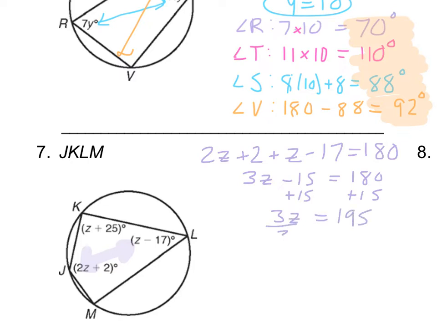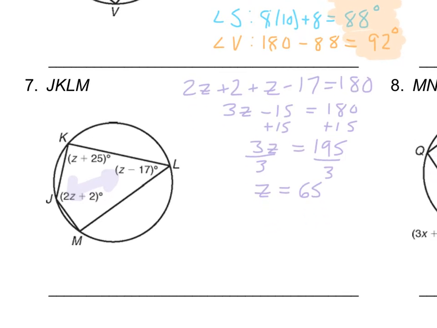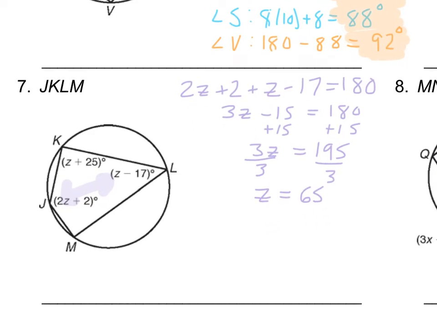Okay, now we divide both sides by 3. So 195 divided by 3 is 65. And now we can take 65 and plug it into all of our angles. So starting with angle J, we have 2 times 65 plus 2. 2 times 65 is 130. 130 plus 2 is 132.